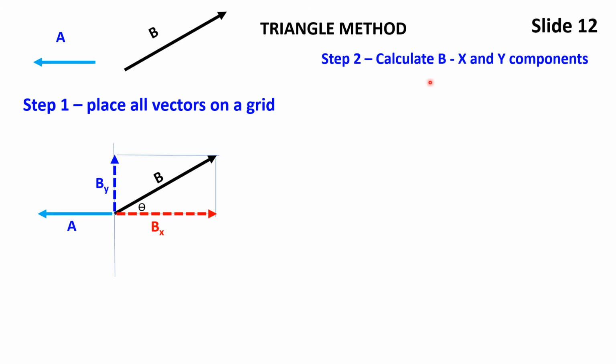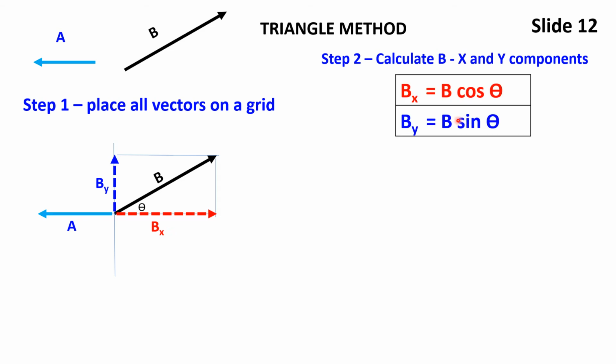The second step is to calculate the X and Y components of B. For this, we are going to use trig functions. So BX is B cosine of this angle theta. Why am I using cosine? Remember, BX is close to this angle. So close rhymes with cosine, kind of. That's an easy way to remember. And BY will be B sine of theta, because it's away from this angle.